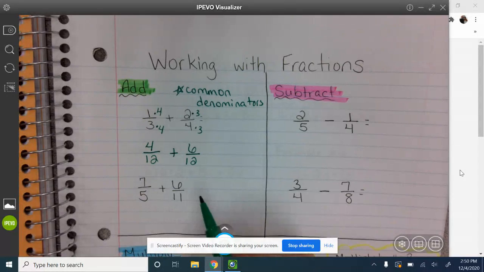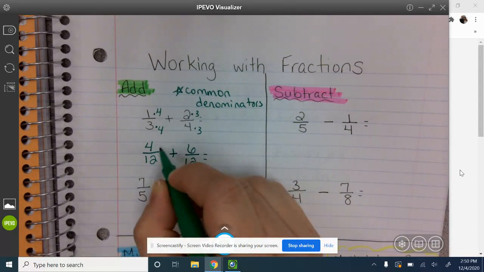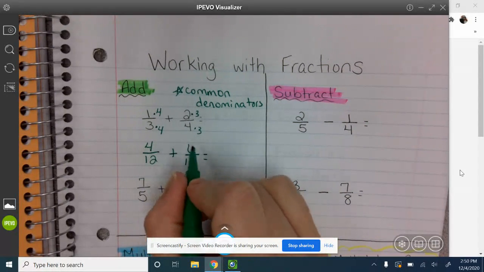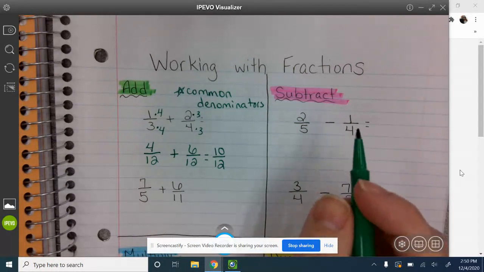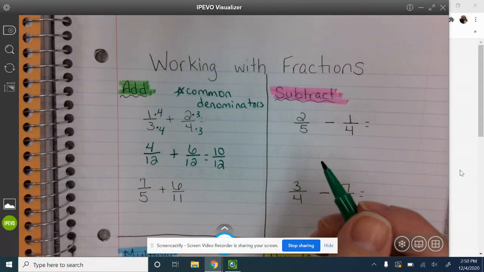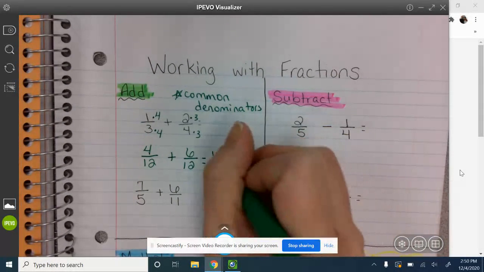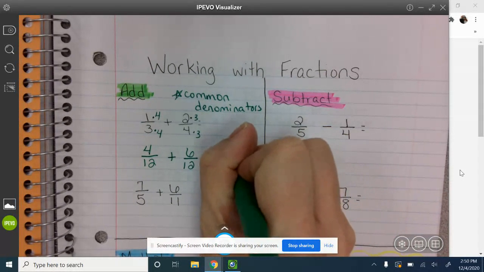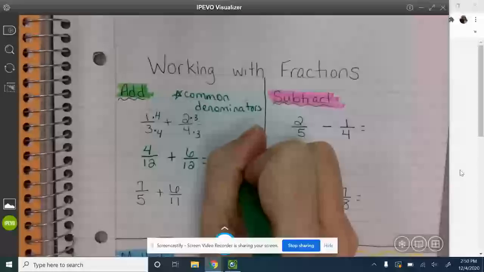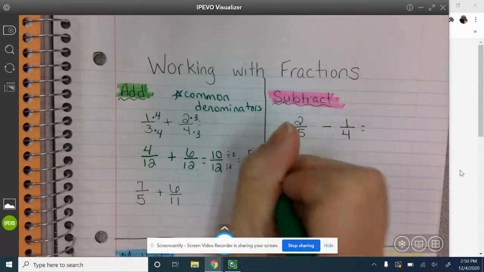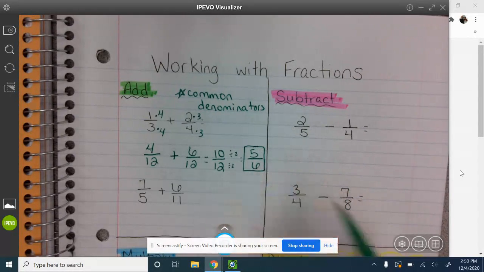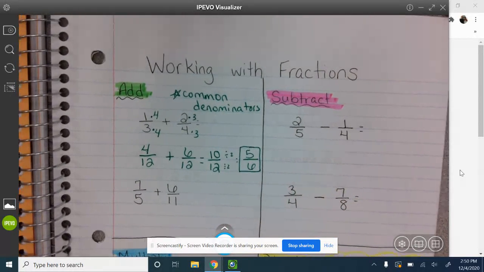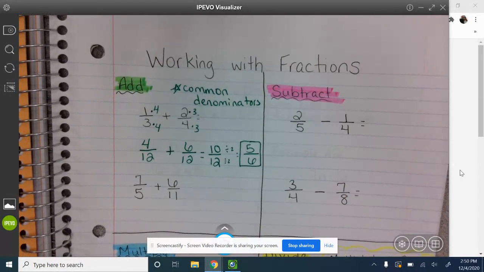After we have common denominators, then we can add them up. And you add straight across. 4 plus 6 is 10 over 12. Now, 10 over 12 is not simplified. 2 goes into both of them, so we will divide by 2, and we get 5/6 as our answer.